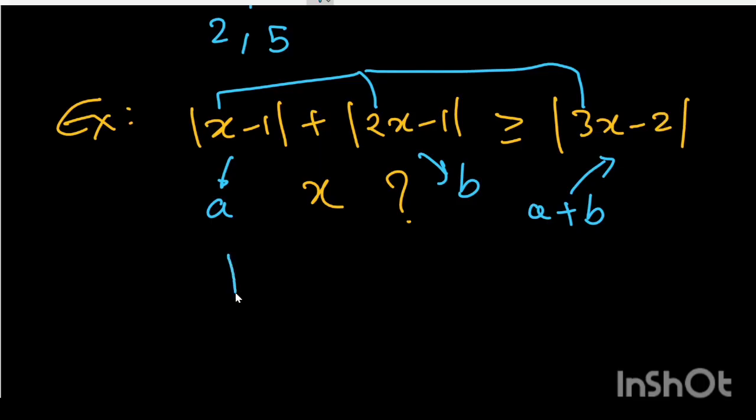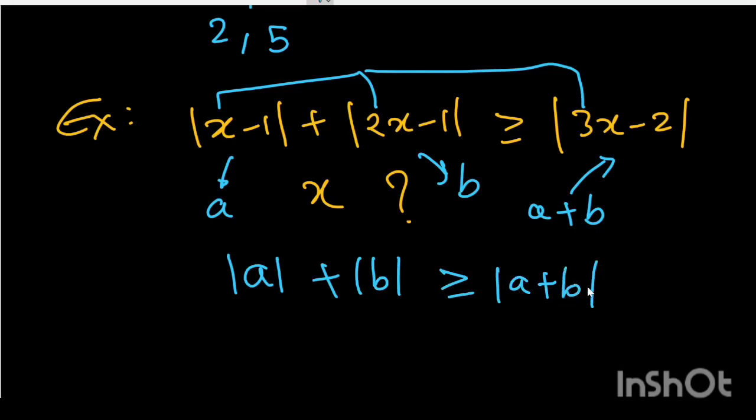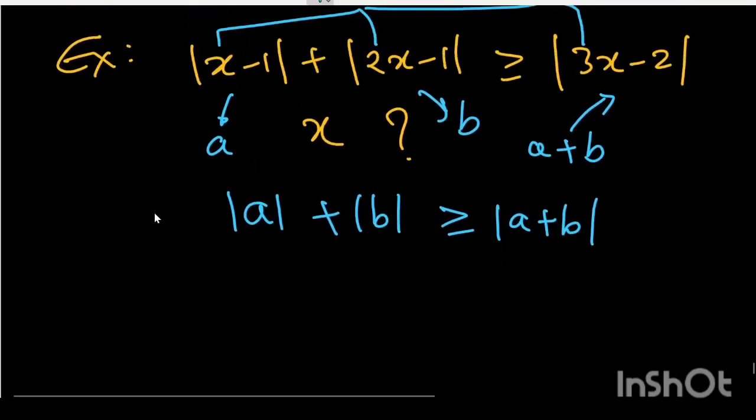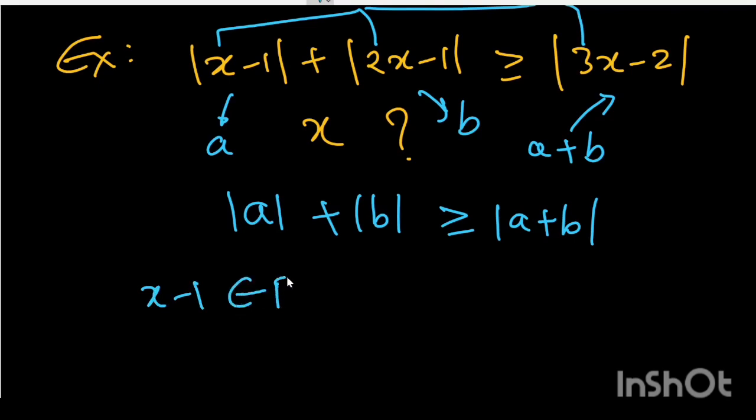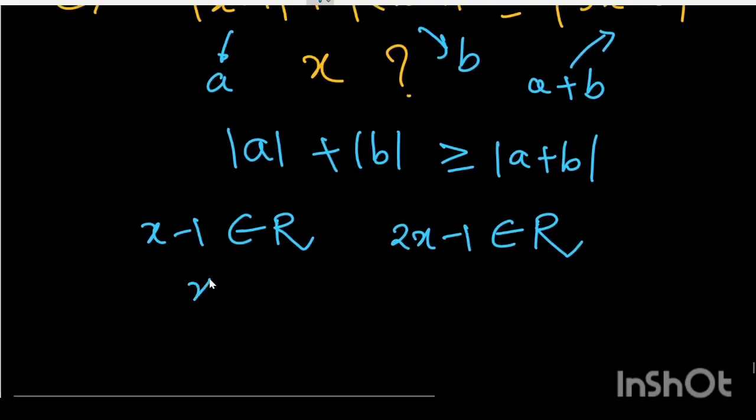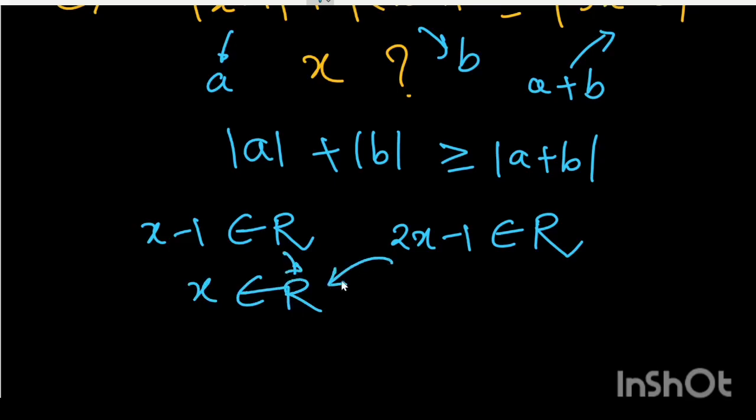So this resembles the identity that we saw, |a| + |b| ≥ |a + b|. Since it is valid for all a and b, x − 1 is any value, 2x − 1 is any value, so x is any value. So it's an identity, it is valid for all x belonging to R.